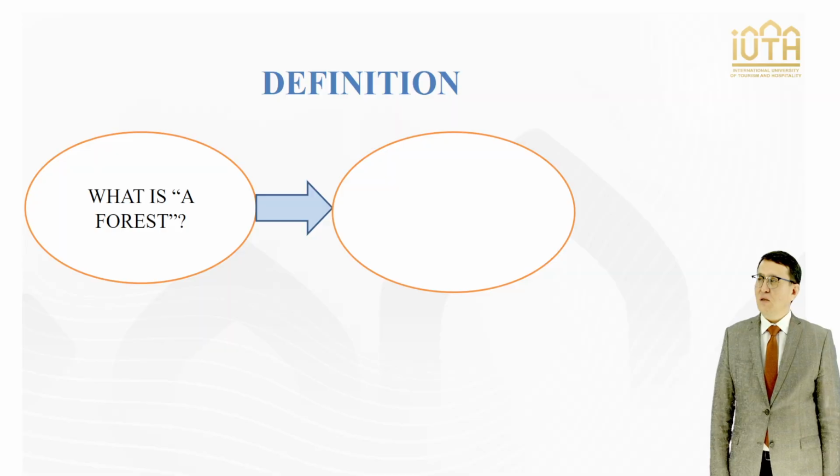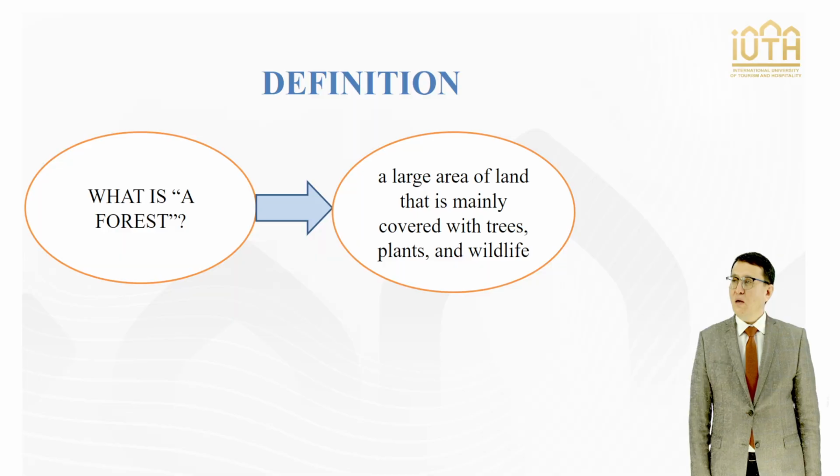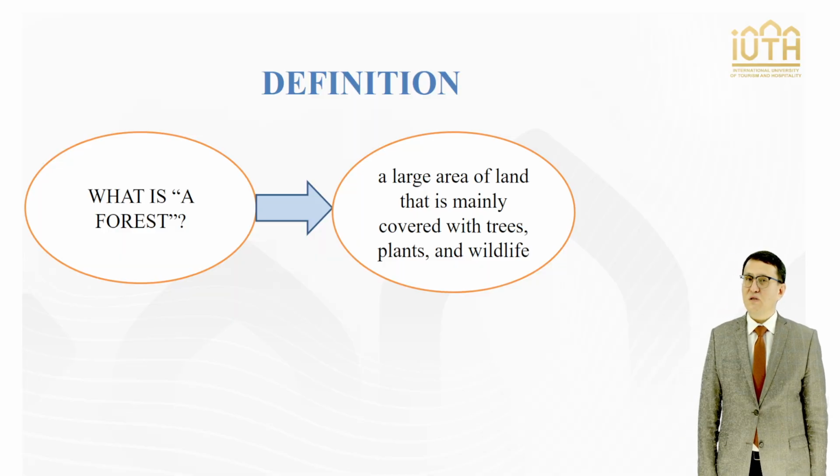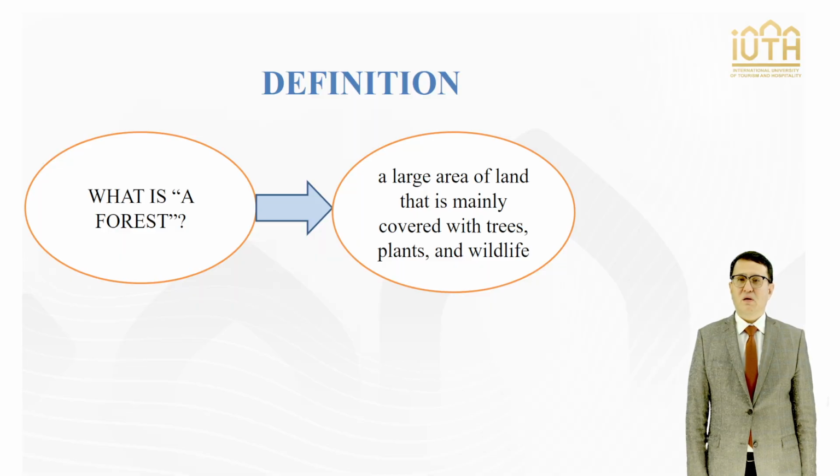Okay, so dear students, when you think of or hear the word forest, what comes to your mind? What is a forest? Can you give me the definition of the term forest? Of course, forest is a large area of land that is mainly covered with trees, plants, and wildlife. It is a natural ecosystem dominated by trees and other vegetation.